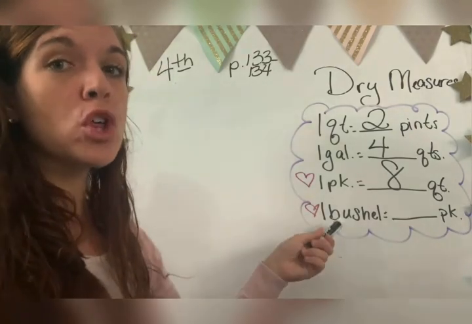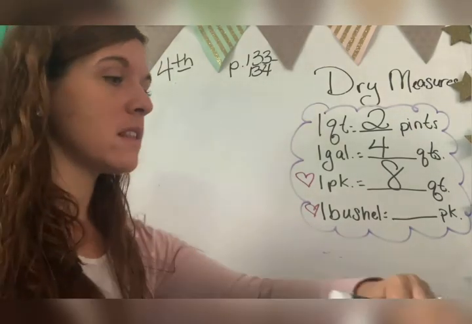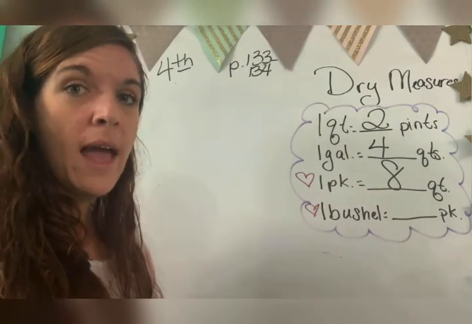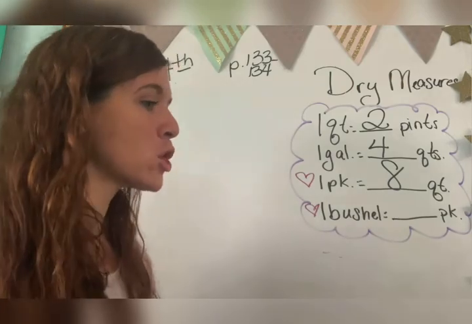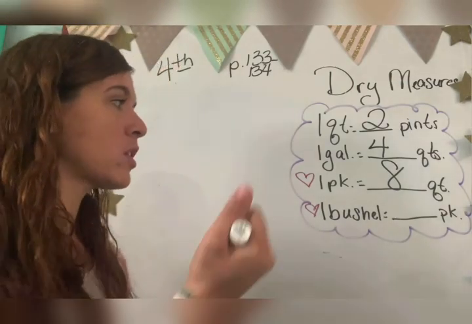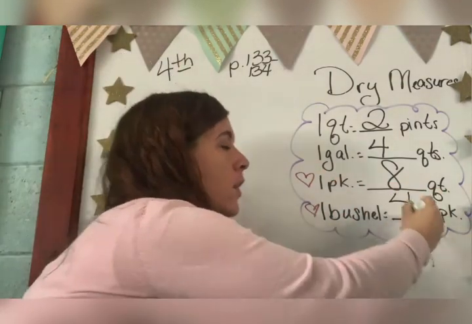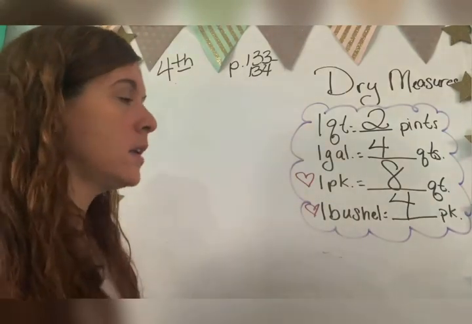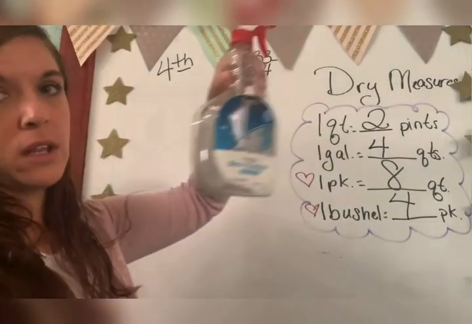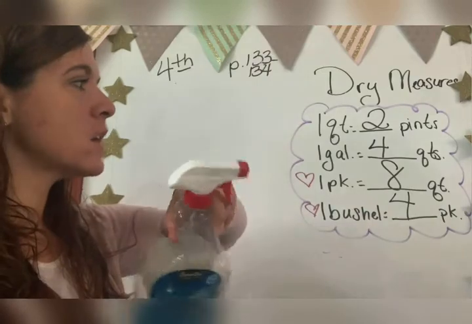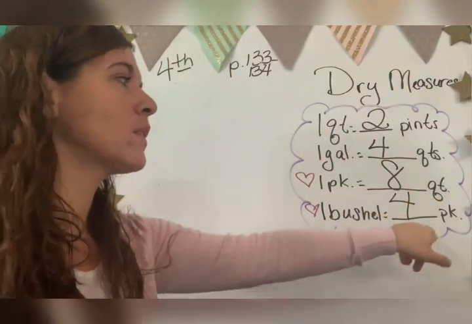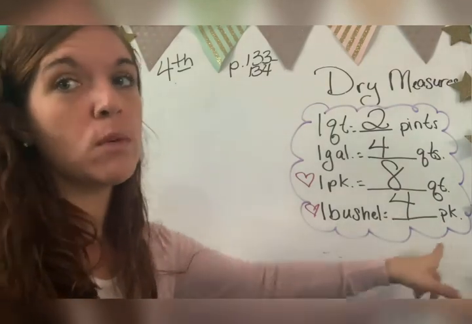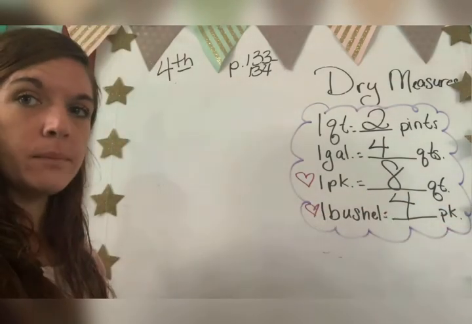And then a bushel is like a big basket. You can see the picture of it in your book, right? How many pecks are in a bushel? Okay, how many pecks are in a bushel? 4, okay, 4. That's a lot because that's like 32 of these, okay? How many pecks are in a bushel? 4, so say that with me. 1 bushel equals 4 pecks. 1 bushel equals 4 pecks, okay?